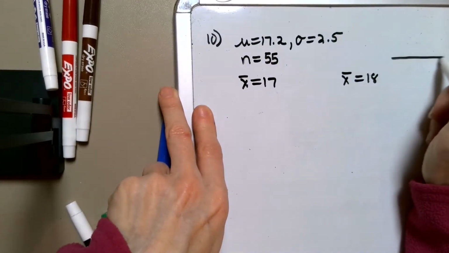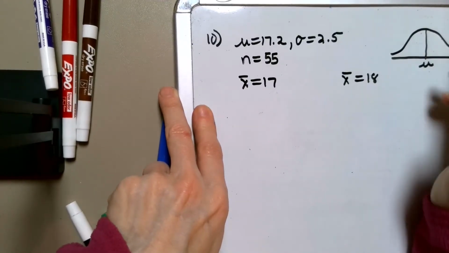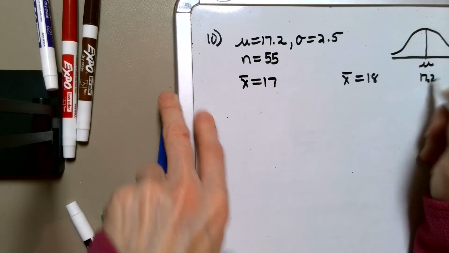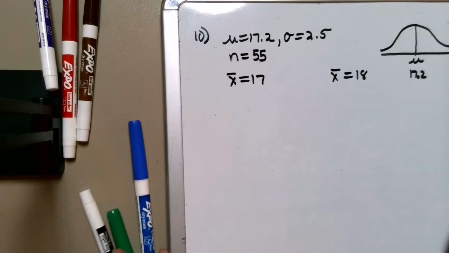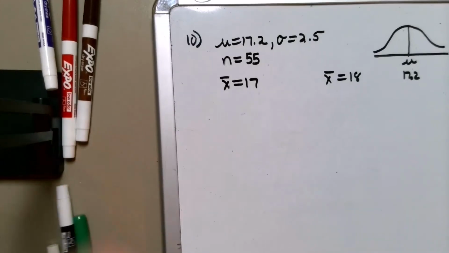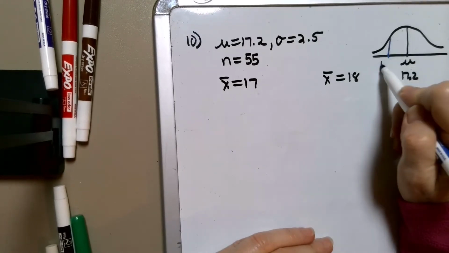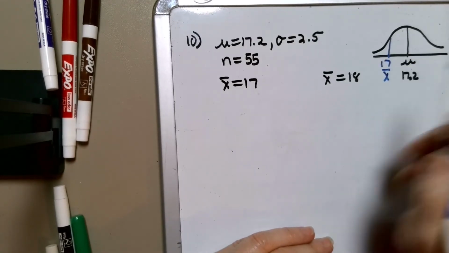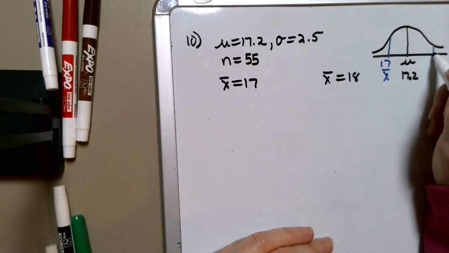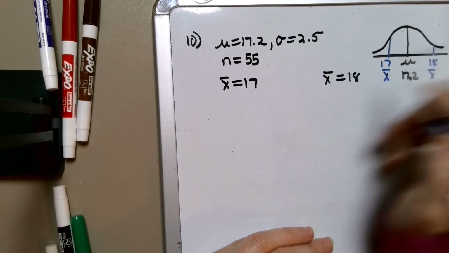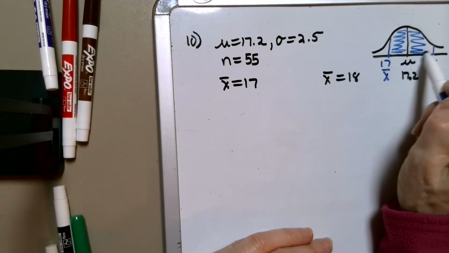So let me draw the picture here. The population mean mu is in the middle at 17.2. Now we're comparing our sample mean to a population mean. 17 x bar is less than 17.2, so we're going to put it to the left. I don't have a really good feel about how far to the left, but it's smaller, so we'll put it to the left. 18 is greater, so I'm going to put that to the right. And it says to shade between in the problem, between that amount.